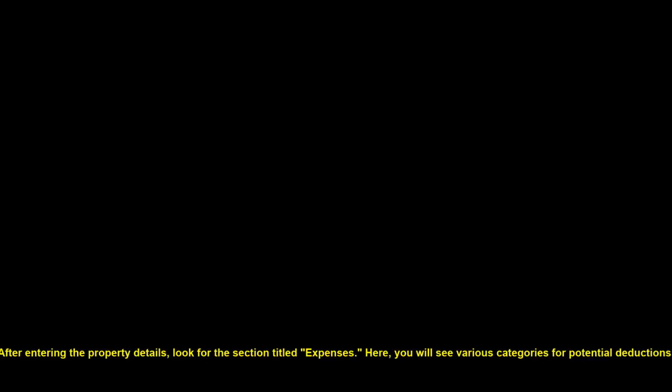After entering the property details, look for the section titled Expenses. Here, you will see various categories for potential deductions. These categories typically include repairs, maintenance, mortgage interest, and property management fees. Select the category for each expense you want to verify. For example, if you're entering repairs, click on the relevant section and input the amount spent.